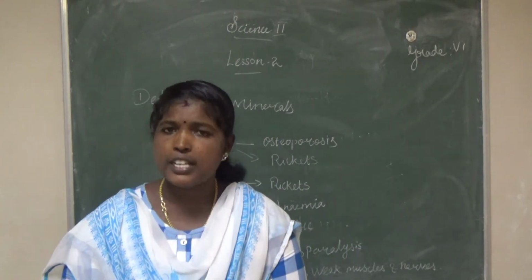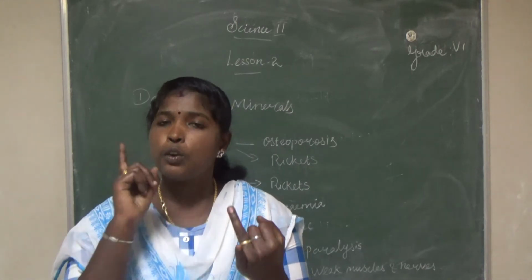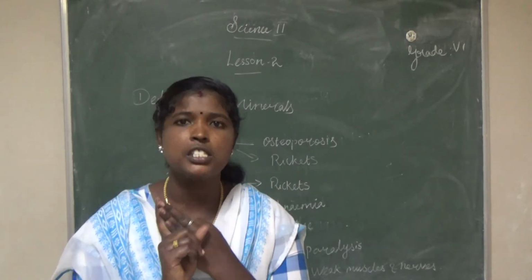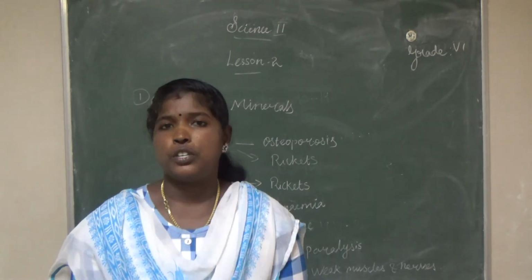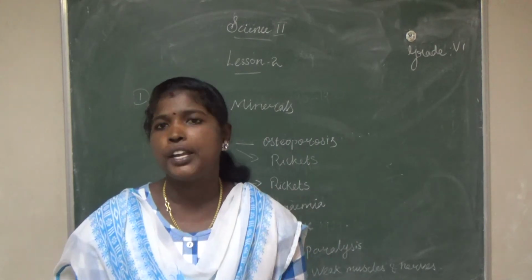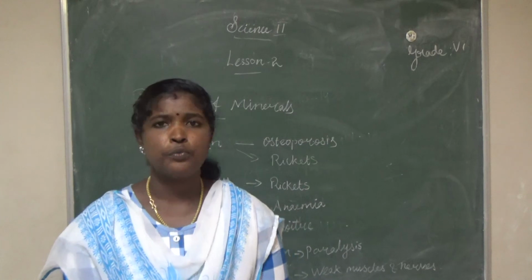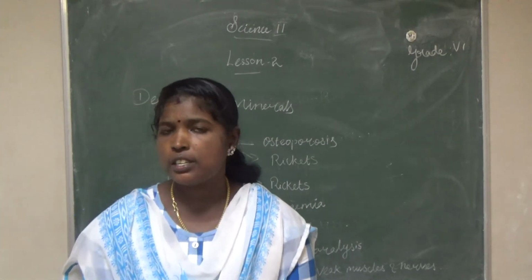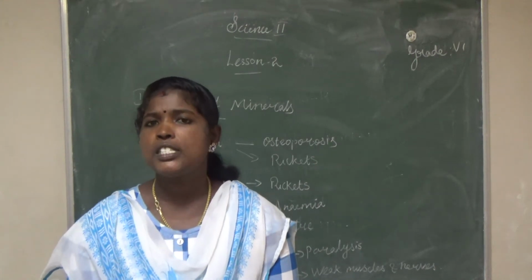Components of food. Yes, in this lesson what we discuss are the types of nutrients, balanced diet and deficiency diseases. First, what are nutrients? Any substance which gives energy and keeps our body in good health is known as nutrients. What are the types of nutrients? Carbohydrates, fats, proteins, vitamins, minerals, roughage and water.